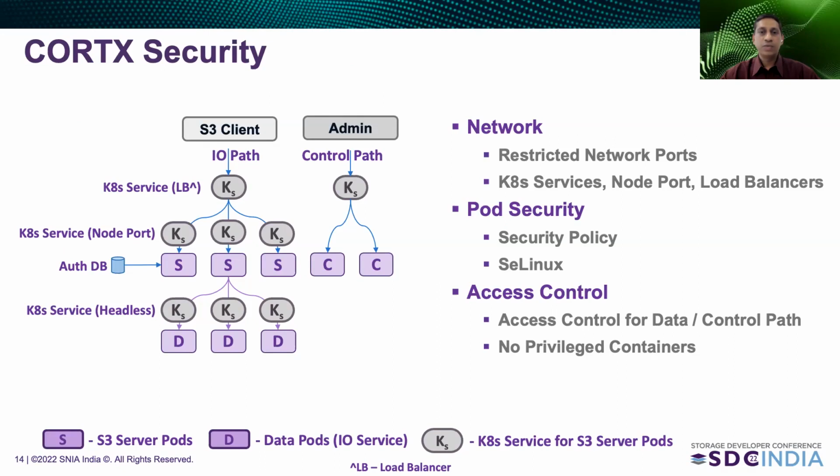CORTX uses load balancer service and node port service together for providing access to S3 server pods from S3 clients and control server from admin clients. For data path, control uses headless service for communication between S3 server and data pods. For data security, control and data paths are access controlled based on user authentication and authorization. Besides this, data stored in S3 bucket can be encrypted.